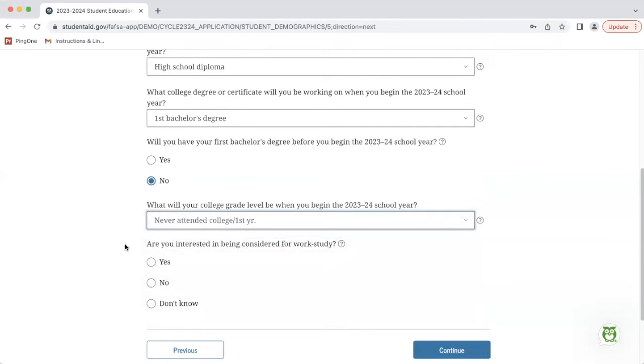The next question is going to be, are you interested in being considered for work study? So you can put yes, no, or don't know. Now, I will say this, my recommendation would be to put yes, because that'll keep you in the running to be potentially offered work study as a part of your financial aid package. You can always turn it down later if it's something that you decide not to do. But if you put no or don't know, it's going to decrease your chances of being offered work study. So for this purpose, we'll go ahead and put yes.